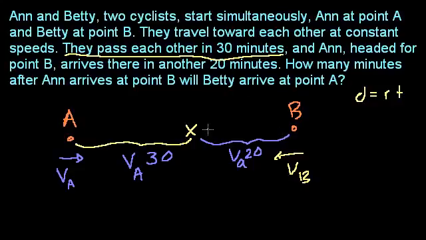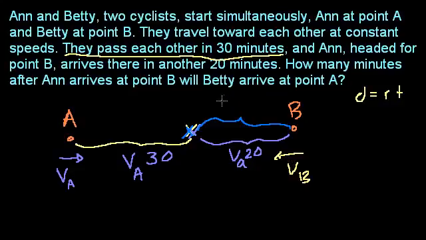So Betty was going in this direction. They meet right here, and then she keeps going and hits point A. So the key realization here is that this took Anne 30 minutes to get here, but it also took Betty 30 minutes to get here. So what's this distance in terms of Betty's velocity? Well, distance is equal to rate times time. It took Betty 30 minutes to go this distance at a velocity of VB.